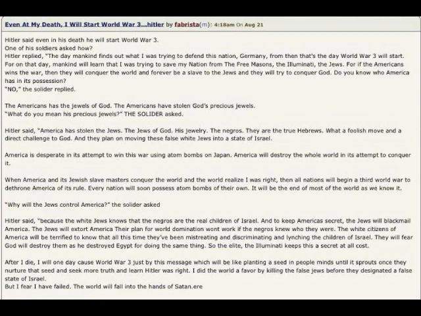And then, supposedly the soldier asked, quote, why will the Jews control America? And Hitler said, because the white Jews know that the Negroes are the real children of Israel. And to keep America's secret, the Jews will blackmail America. The Jews will extort America. Their plan for world domination won't work if the Negroes knew who they were. The white citizens of America will be terrified to know that all this time they've been mistreating and discriminating and lynching the children of Israel. They will fear God will destroy them as he destroyed Egypt for doing the same thing. So the elite, the Illuminati, keep this a secret at all costs.